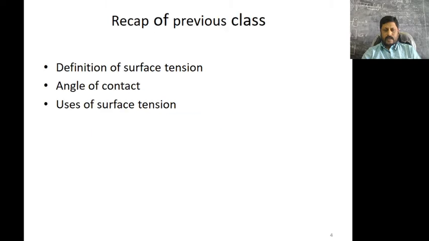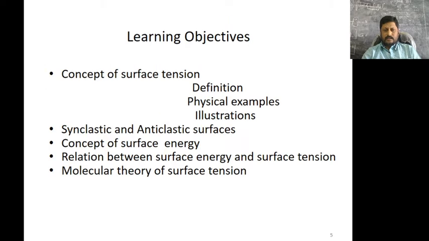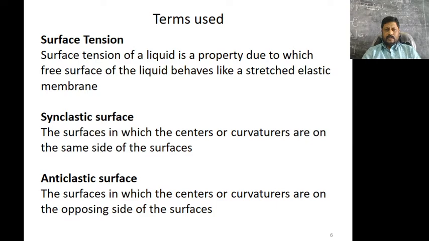So first, surface tension is defined as the property of a liquid due to which the free surface of the liquid behaves like a stretched membrane. Synclastic surface: the surface in which the centers of curvature are on the same side of the surface. Whereas in an anticlastic surface, the centers of curvature are on opposite sides of the surface.